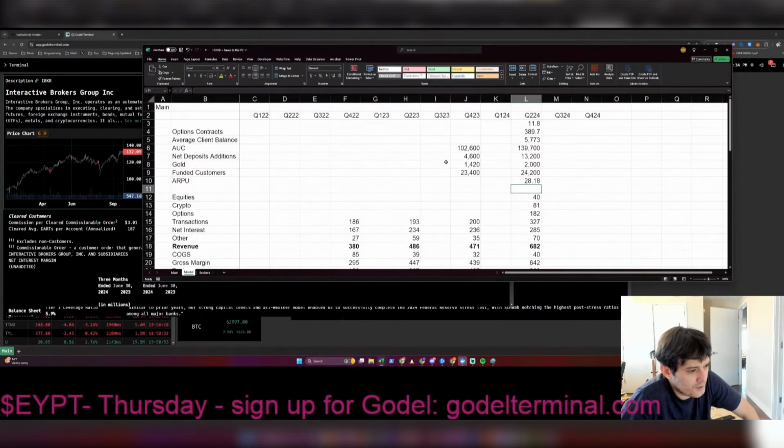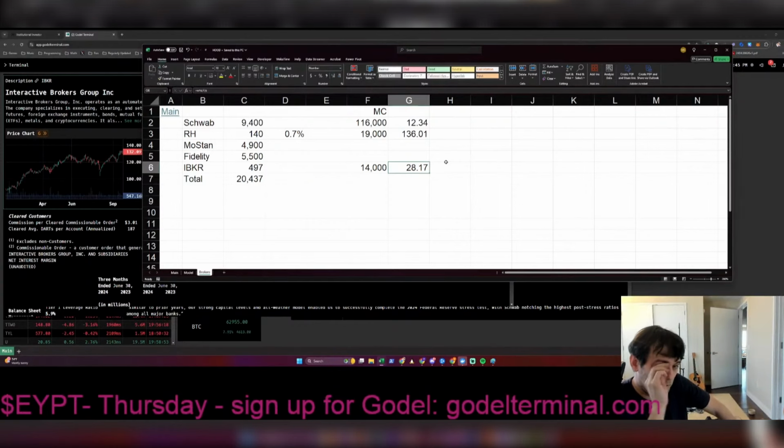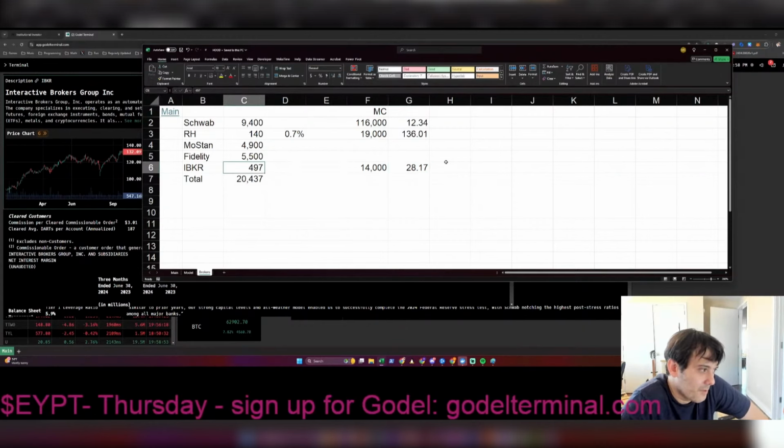Yeah, Interactive has a higher end client, but they're still also a little bit less churny. And they're cheaper. They're not screwing you over on options trades, whereas Robinhood might be a little pricey on the options trading. But, you know, Interactive's not that much bigger than Robinhood on assets. On market cap, it's smaller.